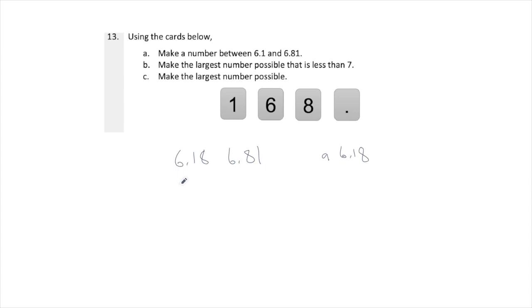So our first digit is 6. Our second digit is 8 because 8 is greater than 1. So that leaves us with 1, which is our last digit. So the answer to part B would be 6.81.